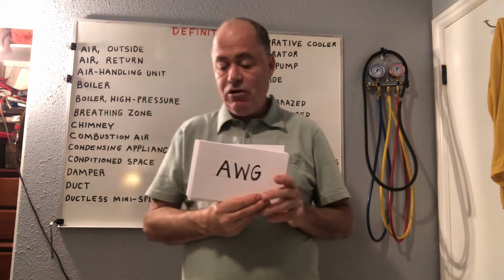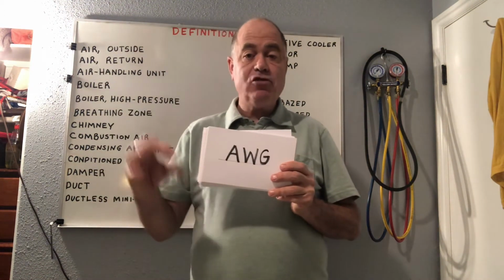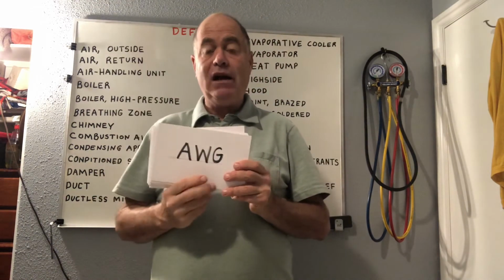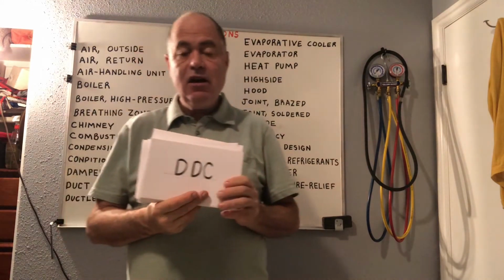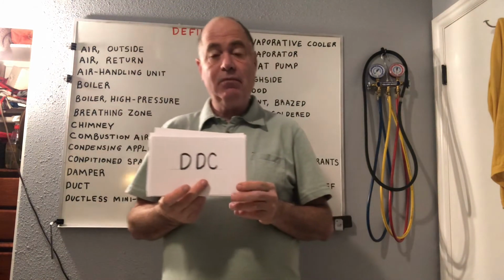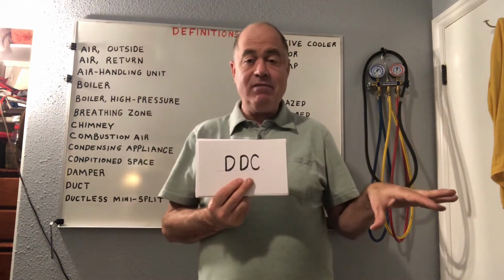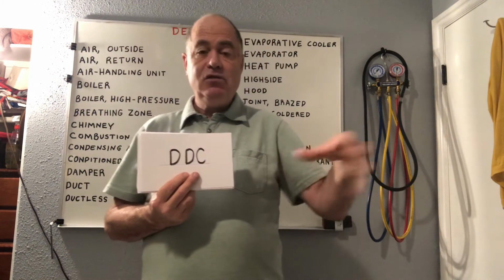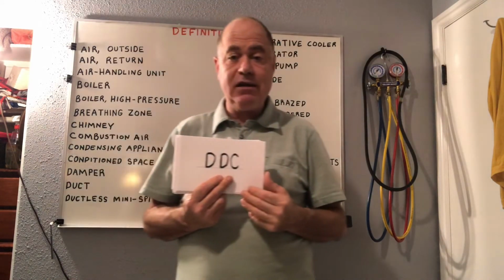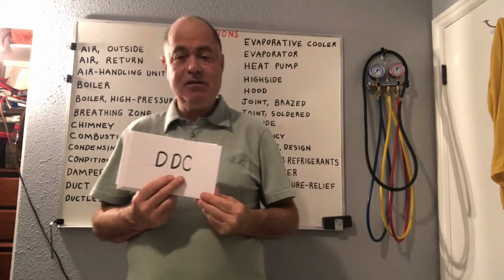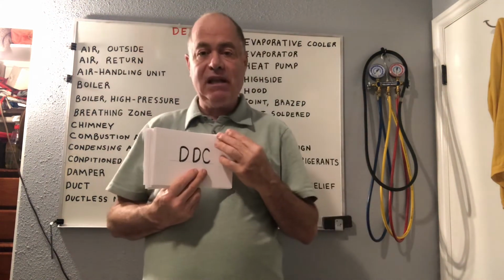This is AWG. This is American wire gauge. This is how we measure the size of wires, the diameter of wires. DDC, direct digital controls. A lot of times this is how we use our energy management to send around these small signals for communication and to control things. Two most common types of signal would be 0 to 10 volts DC and 0 to 20 milliamps.